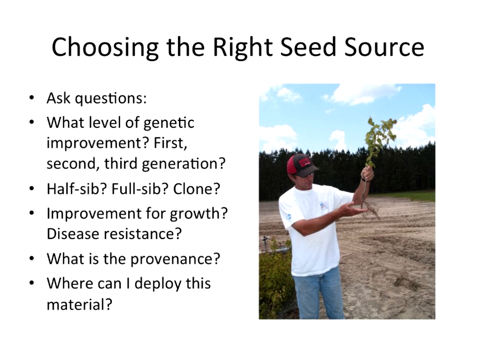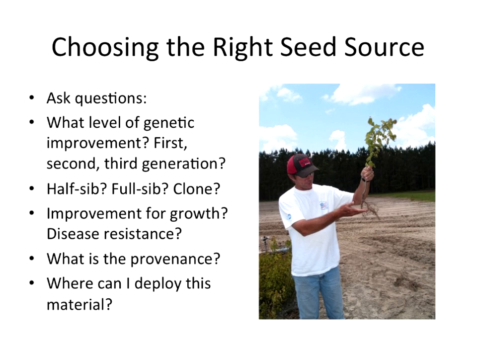So I think the take-home message in terms of temperature management and genetic deployment is to choose the right seed source. So how do you do that? The most important thing you can do is ask a lot of questions of your seedling vendor. And some of those kinds of questions are, what level of genetic improvement are these seedlings you're selling me? Are they first generation, second generation, even third generation? Each subsequent generation tends to have better selection for growth and or disease resistance.